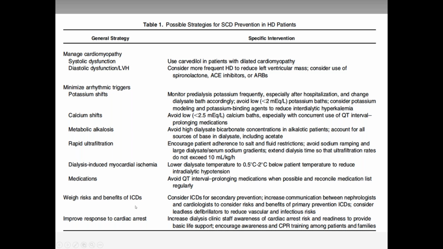You want to take a look at the risks and benefits of ICDs. I think while they're on dialysis, it's not clear that this is really what we should be doing at this time to improve survival. And what's very important, and most recently shown by a study by Poon that just came out in the last few days in JASN, is that you need to make sure that your dialysis teams are actually ready and prepared to deal with cardiac arrest that may occur in the dialysis unit, as that definitely improves survival overall.